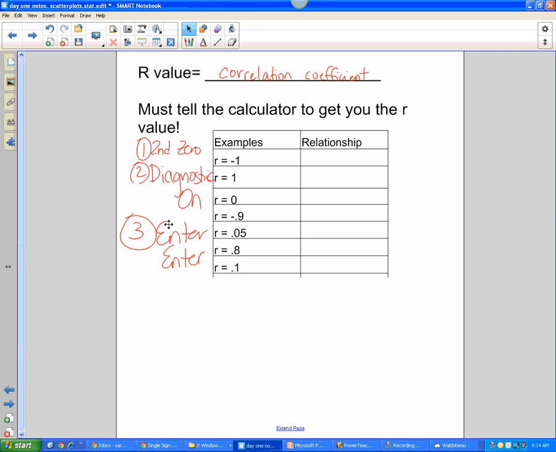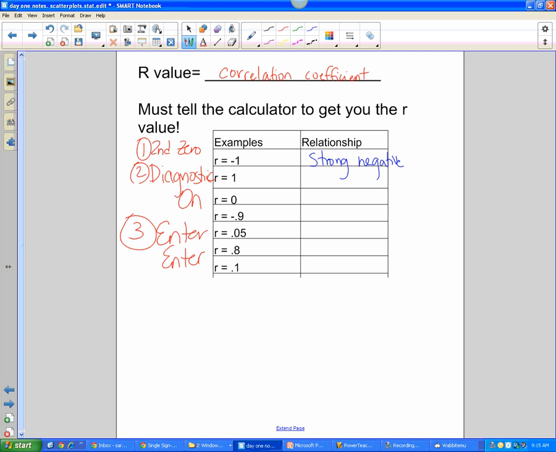Okay. Anybody's calculator not working? Everybody already do it? They already see done? Raise your hand if you saw done on your thing. Okay. All right, good. Okay. Right here, if R is -1, do you think that's going to be a positive or a negative relationship? Negative. And it's going to be strong. It's going to be strong negative.